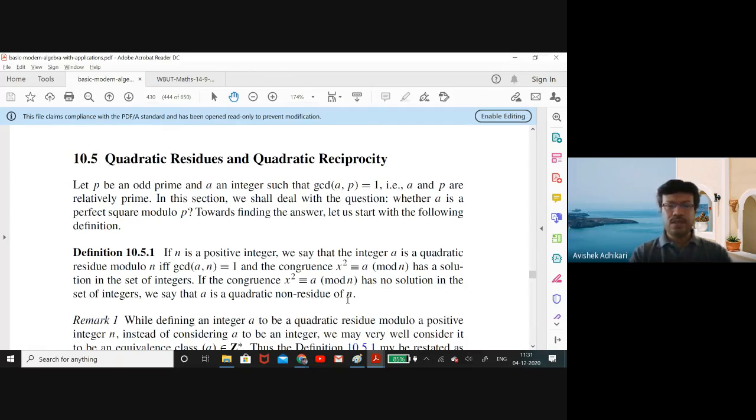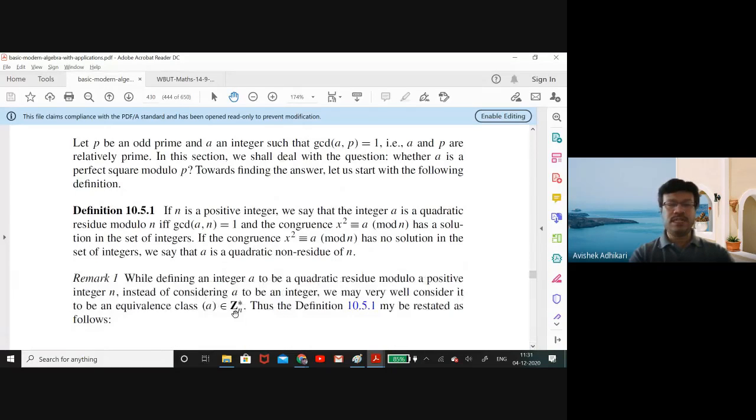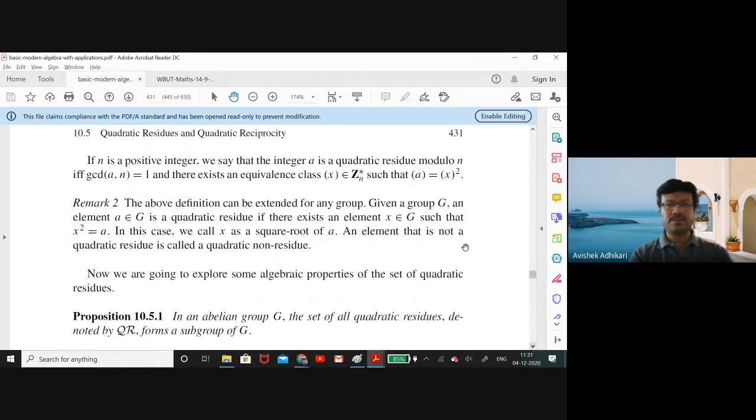Now it's clear. Since we are dealing with modulo n, we can consider this to be a class [a], and we can consider this as an element of Zn star. So the same definition could be extended, or defined, in terms of Zn star. If n is a positive integer, we say that a is a quadratic residue modulo n if and only if GCD of a and n is equal to 1 and there is an equivalence class [x] in Zn star such that class [a] is equal to class [x] squared. So now you can talk in terms of group.